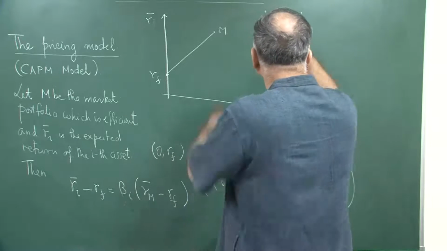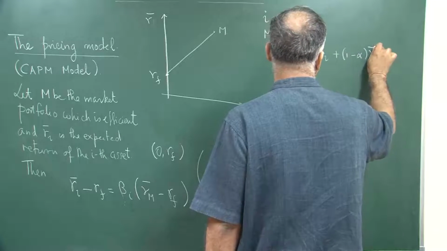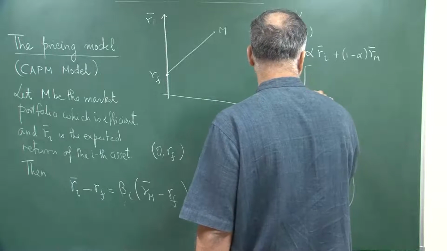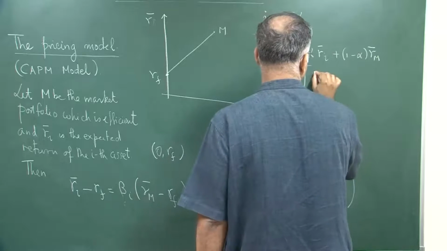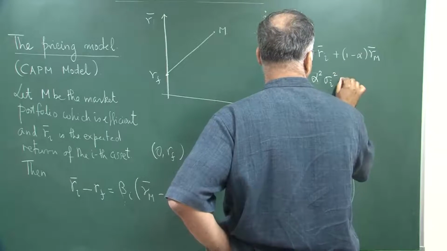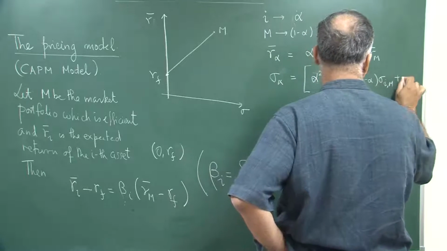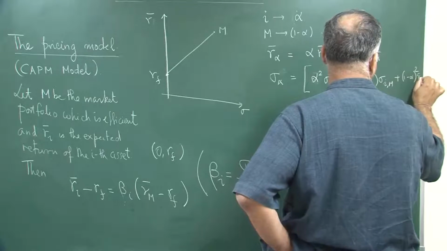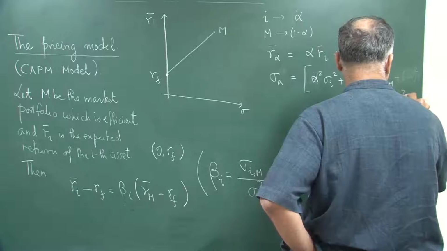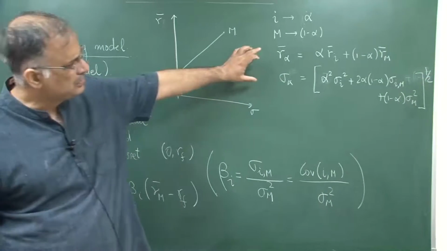So, R bar alpha, with this I and M, would be alpha times R bar I plus 1 minus alpha times R bar M, and sigma alpha, I am just writing the standard deviation, would be alpha square sigma I square plus 2 alpha 1 minus alpha sigma I M, the covariance between I and M, plus 1 minus alpha square sigma M square. I am writing it in the next line so that it is clearer: 1 minus alpha square sigma square M. So, this whole thing to the power half, we have taken a square root. So, that is what you have.